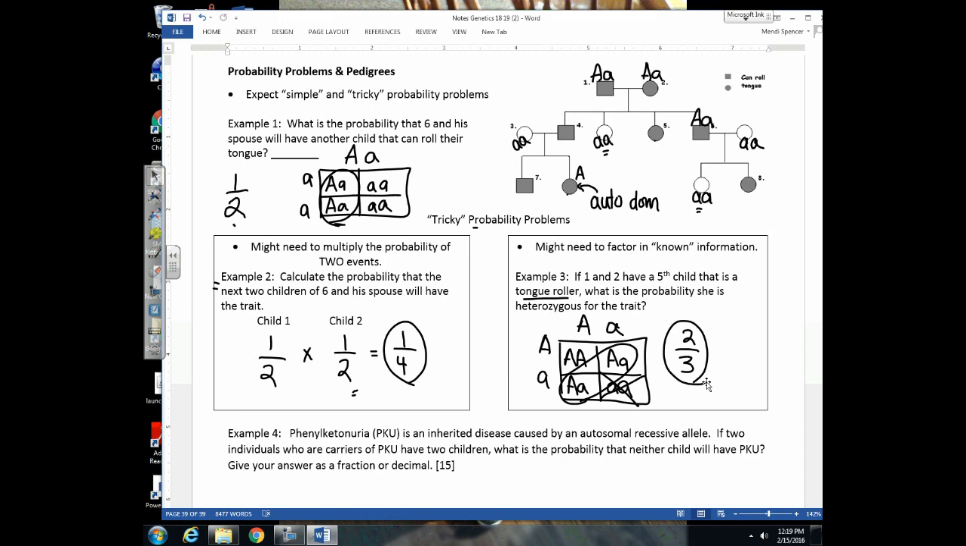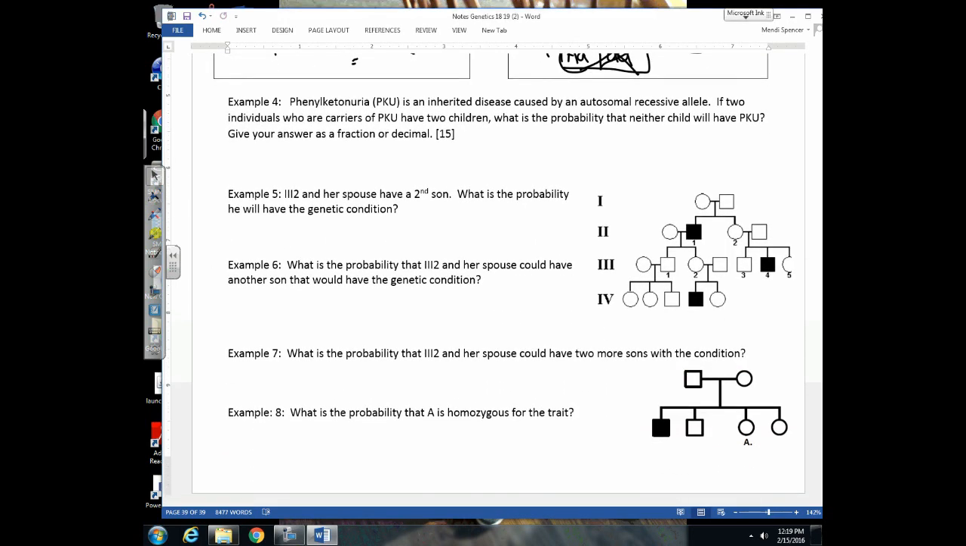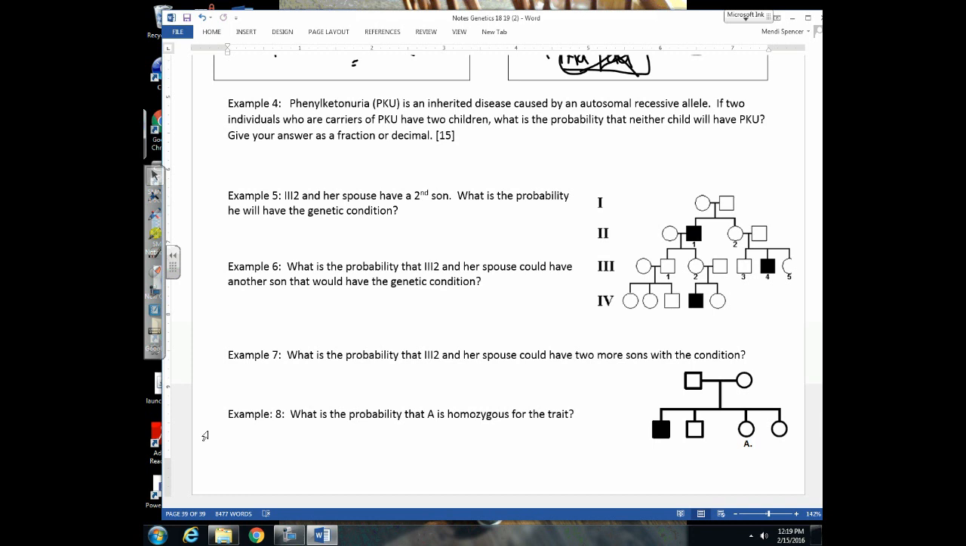Taking a look at example 4. It says PKU is an inherited disease caused by an autosomal recessive allele. If two individuals who are carriers of PKU have two children, what is the probability that neither child will have PKU? So it says that their parents are carriers. So let's indicate their genotypes. Big A, little a would be carriers. So every time they have a child, the probability that their child is not going to have PKU is 3/4.